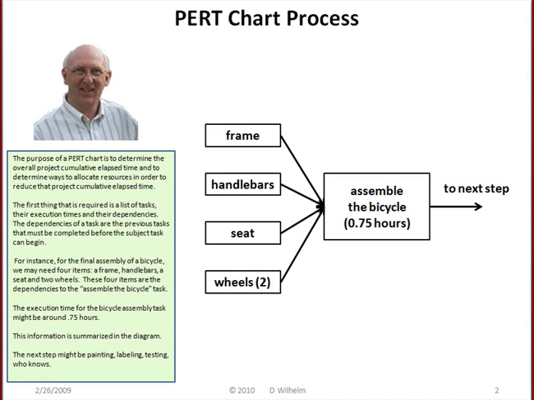For instance, for the final assembly of a bicycle, we may need 4 items: a frame, handlebars, a seat, and 2 wheels. These 4 items are the dependencies to the assemble the bicycle task. The execution time for the bicycle assembly task might be around 0.75 hours. This information is summarized in the diagram. The next step might be painting, labeling, testing, who knows.